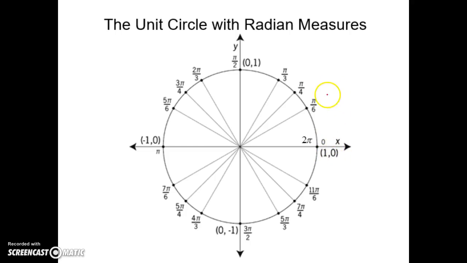So we know the coordinates of this point. We found the coordinates of this point the other day. We said it was root 3 over 2.